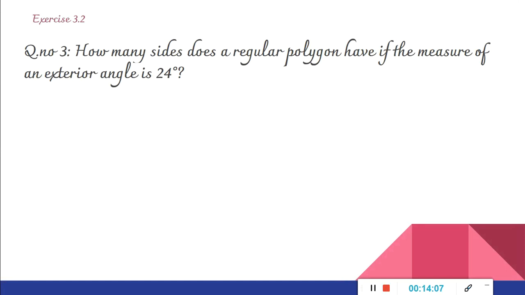Now we can see question number 3. How many sides does a regular polygon have if the measure of an exterior angle is 24 degrees? So we have to see here, 24 degrees. Then we have to find the exterior angle, isn't it? So each exterior angle is given as 24 degrees. So we have to find the number of sides. So let's see how to do it.